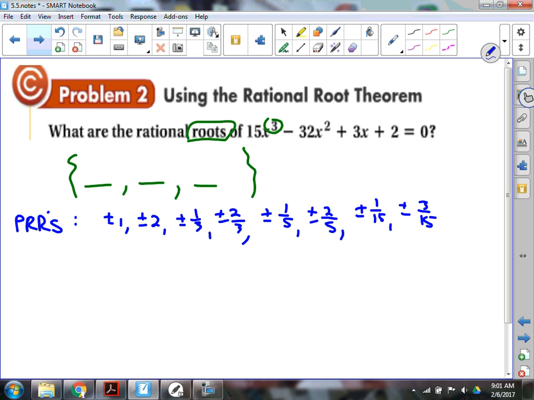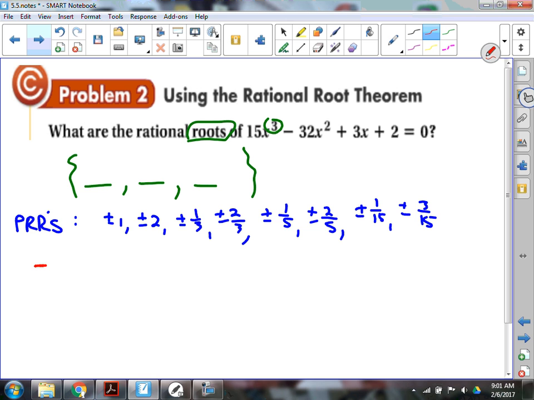So they want us to find the rational roots. Well, most of that list is a mess. I don't want to have to work with fractions if I don't have to. So where would be a good starting point? 1 or 2? I'm going to try 1. Is that all right? Everybody agreeable to that?